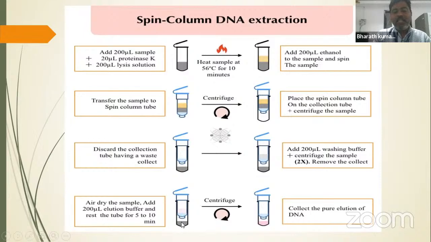You can remove this collection tube. Now it has purified DNA attached in the column. Transfer this into a new collection tube and add elution buffer. Then centrifuge it, and you get a pure DNA sample. So this is very simple, and it requires hardly 20 to 30 minutes of time.